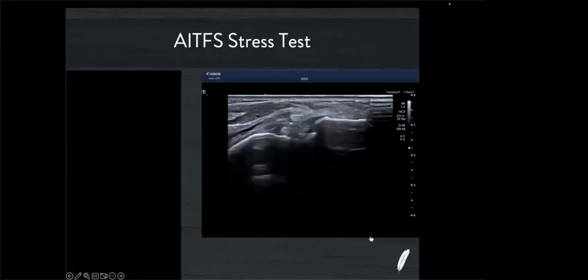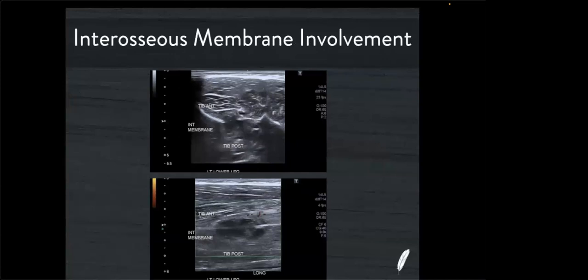It's interesting, when I do a posterior inferior tibiofibular syndesmosis, I use the opposite action. So I use an internal rotation to try and tighten the posterior inferior tibiofibular syndesmosis, and of course then open up that gap between the tibia and the fibula.